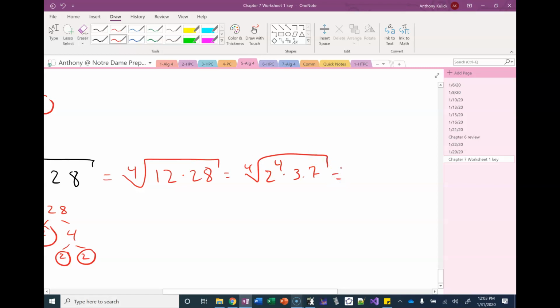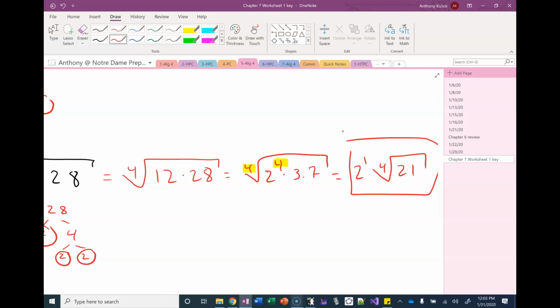Can I do any exchange here? Yes. What can get exchanged? The 2's. So 4 divided by 4 is 1. And then obviously the 3 and the 7 don't have enough exponent to do any exchanges, so I'll just multiply them together. And we have 2 times the 4th root of 21. Justin. Of course. We good there? Okay.